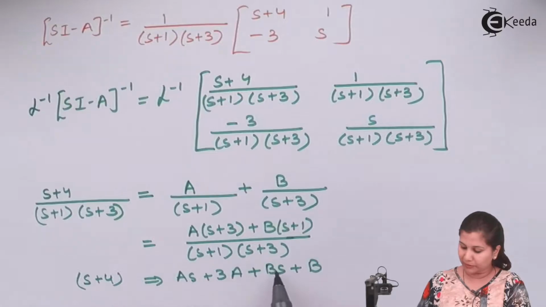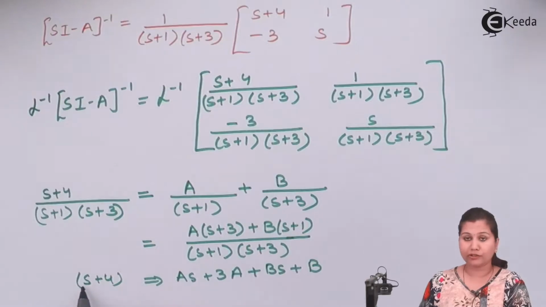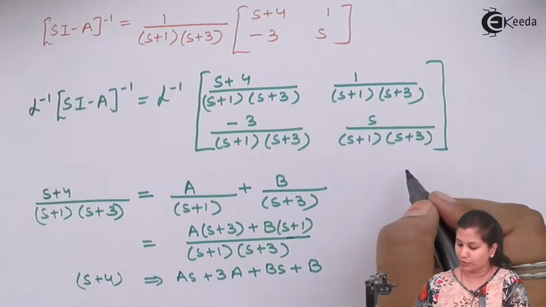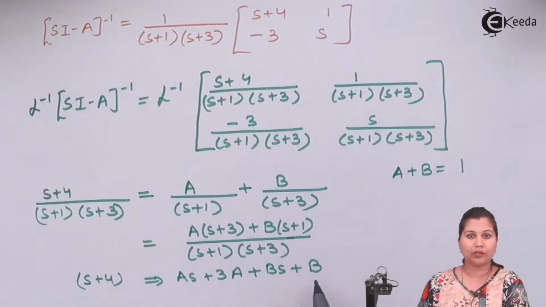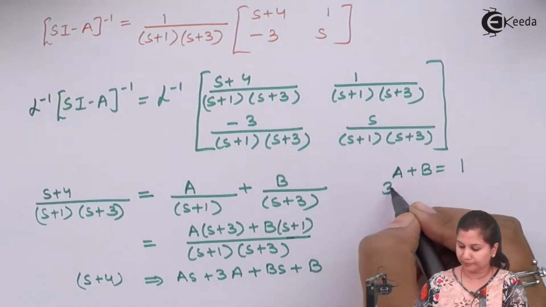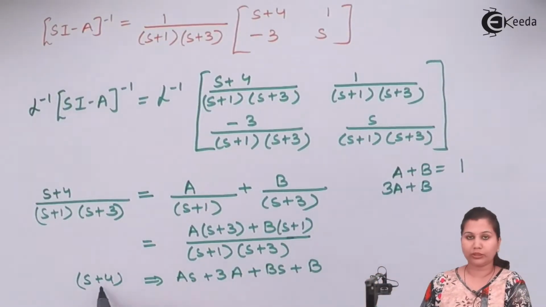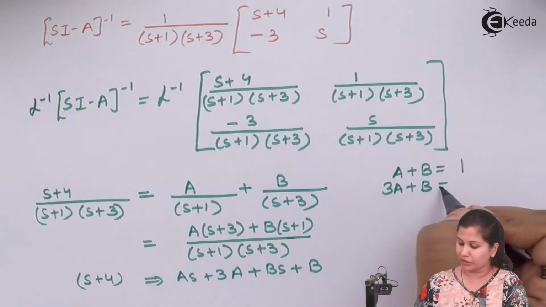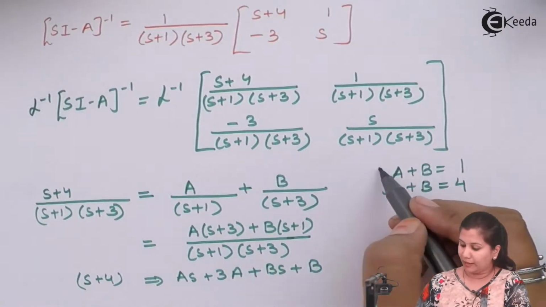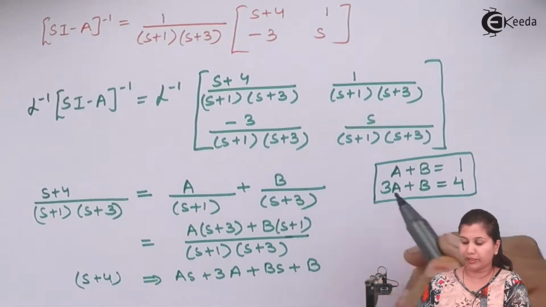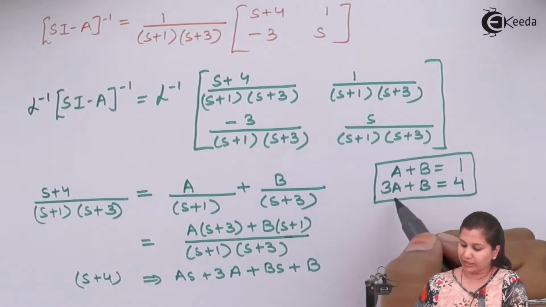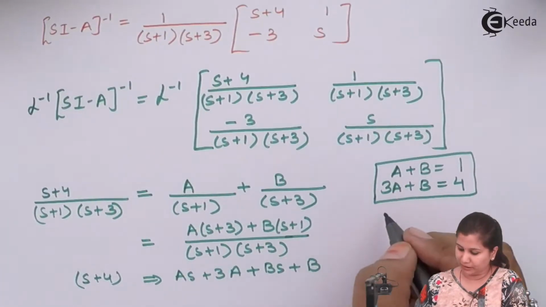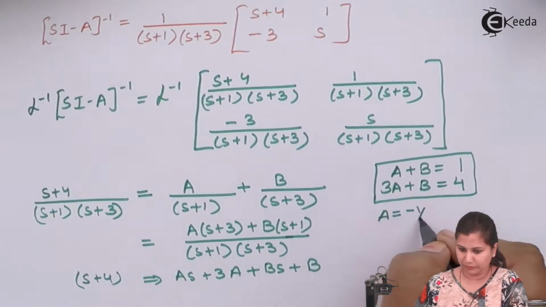So we will have AS plus BS. These are the coefficients of S, that is A plus B. And here the coefficient of S is 1. So A plus B will be equal to 1. And the constant terms in this polynomial are 3A plus B, so it will be equal to the constant term on the left hand side, which is 4. We have these two equations and two unknown variables, so we can easily find the values. Okay, so if we subtract, then A will be equal to minus 1 by 2.